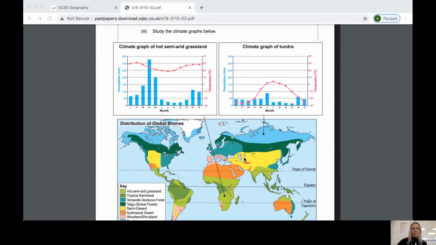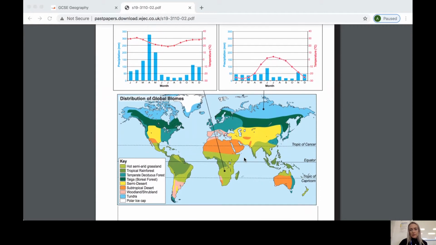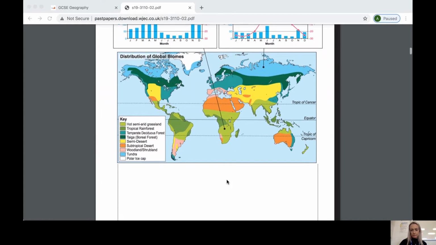So moving down this, then you've got some study the climate graph questions. And it says, climate graph of the hot semi-arid grassland and a climate graph of the tundra. So you can really see the differences now in the climate, the tundra being extremely cold and not very much rainfall, and the grassland being very, very hot, and rainfall is kind of sporadic and certain months are higher than the others. So you've then got a map underneath showing you where they're located. You can see the tundra is in the very light blue region in the north, and the grassland is, you can see Southern Africa there, central Southern Africa. Okay.